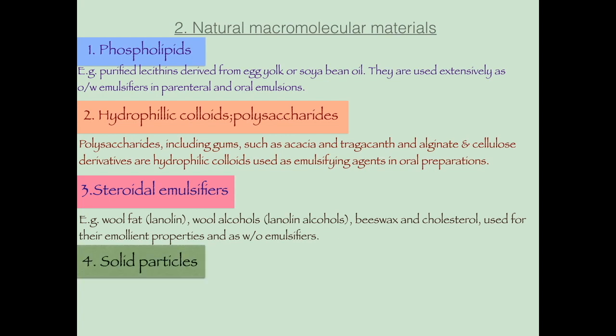Next class is solid particles. Finely divided solid particles may stabilize emulsions if they are partially wetted by both the oil phase and the water phase. And they should also possess sufficient adhesion for one another to form a coherent interfacial film to give a mechanical barrier against droplet coalescence. The examples are bentonite, aluminium hydroxide, magnesium hydroxide, aluminium magnesium silicate.